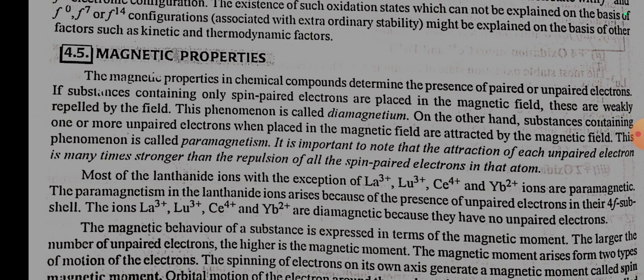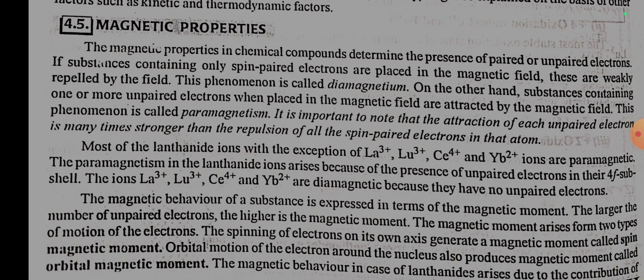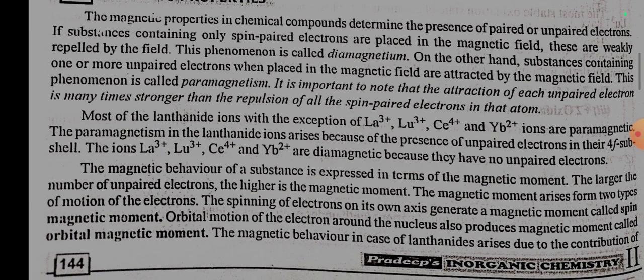If a substance containing only spin-paired electrons is placed in a magnetic field, it is weakly repelled by the field. This phenomenon is called diamagnetism. On the other hand, substances containing one or more unpaired electrons, when placed in a magnetic field, are attracted by the magnetic field. This phenomenon is called paramagnetism.